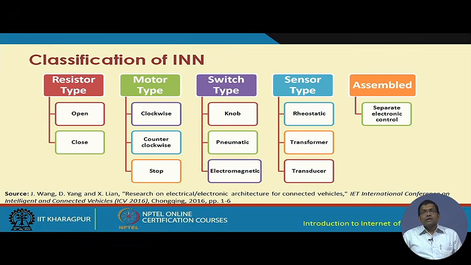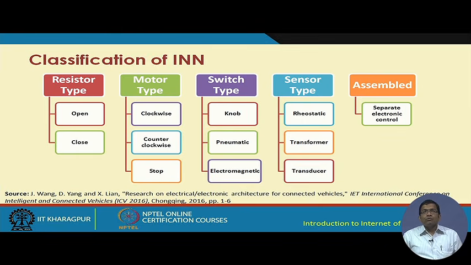The intelligent networking nodes have intelligence implemented with the help of software. There are different types of nodes. One is the register type nodes, which can be open or closed. There are motor type nodes, where the motors can move clockwise, counterclockwise, or be stopped. Then there are switch type nodes; switches can be of different types in an intelligent vehicle.